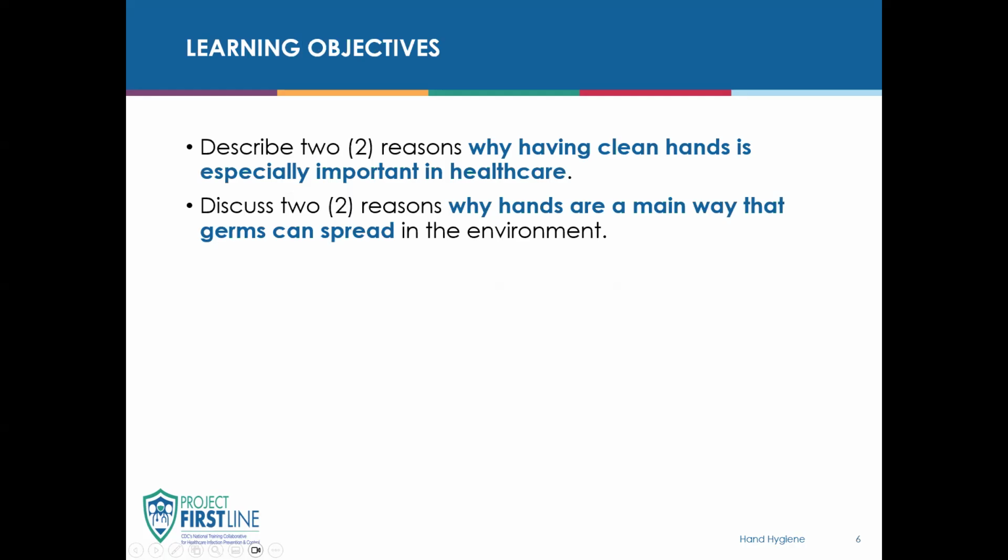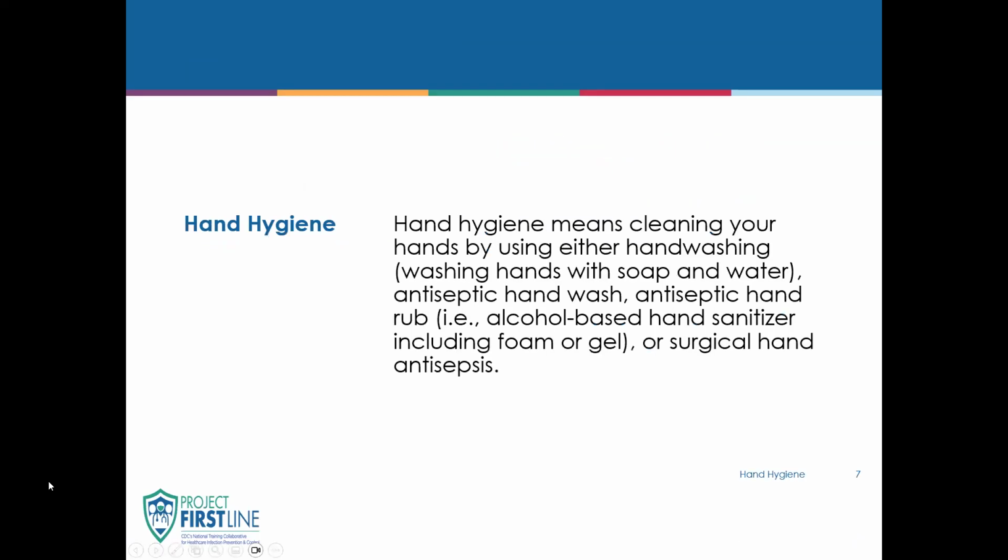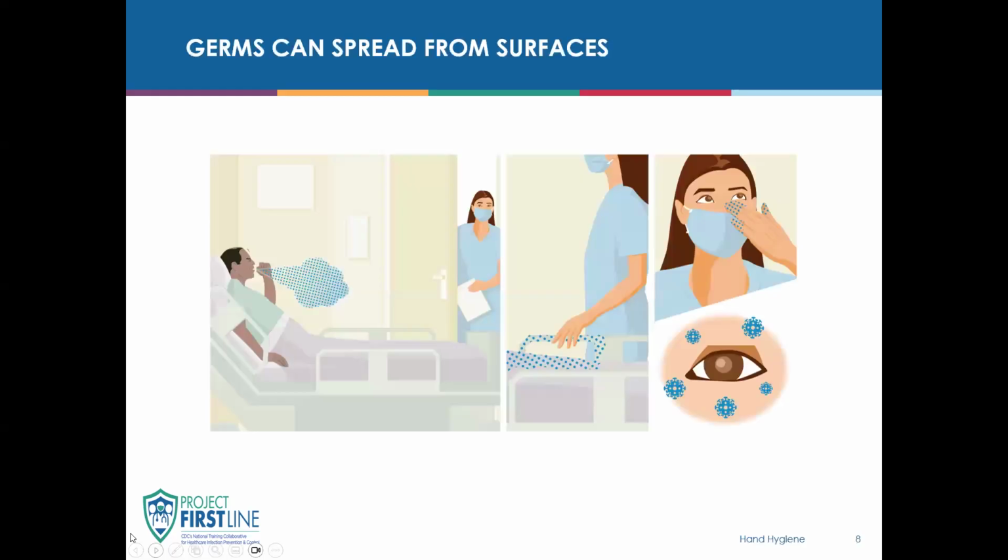Okay, so today we're going to learn about 2 reasons why having clean hands is especially important in healthcare and why hands are a main way that germs can spread in the environment. Okay, so hand hygiene means cleaning your hands by using either hand washing, which is washing hands with soap and water, antiseptic hand wash, antiseptic hand rub, alcohol-based hand sanitizer, including foam or gel, or surgical hand antisepsis. If you're using hand sanitizer, it needs to be 60% alcohol-based.